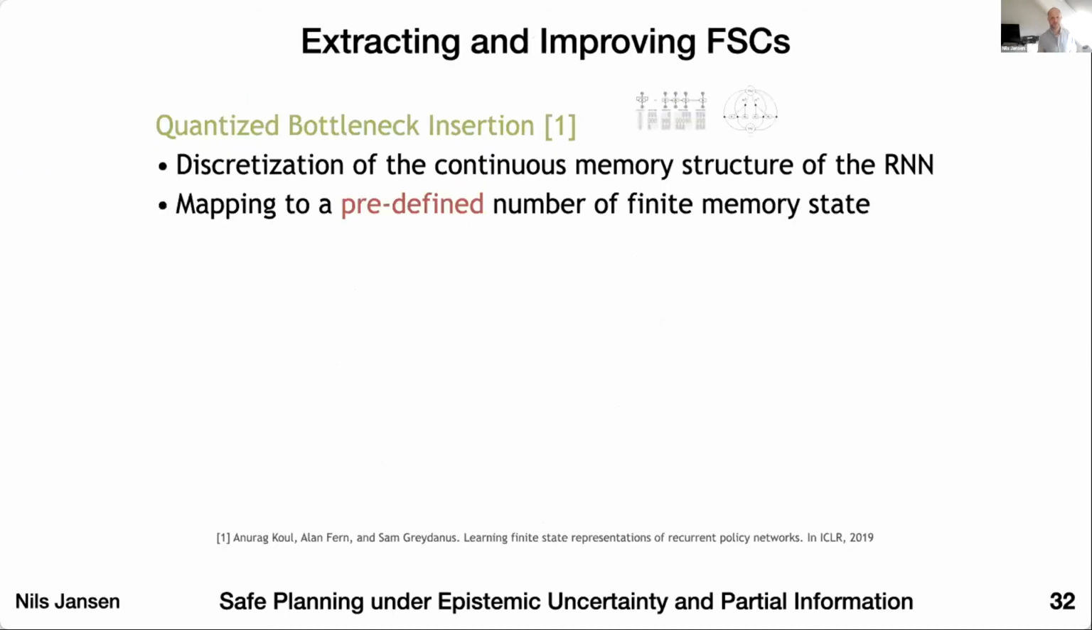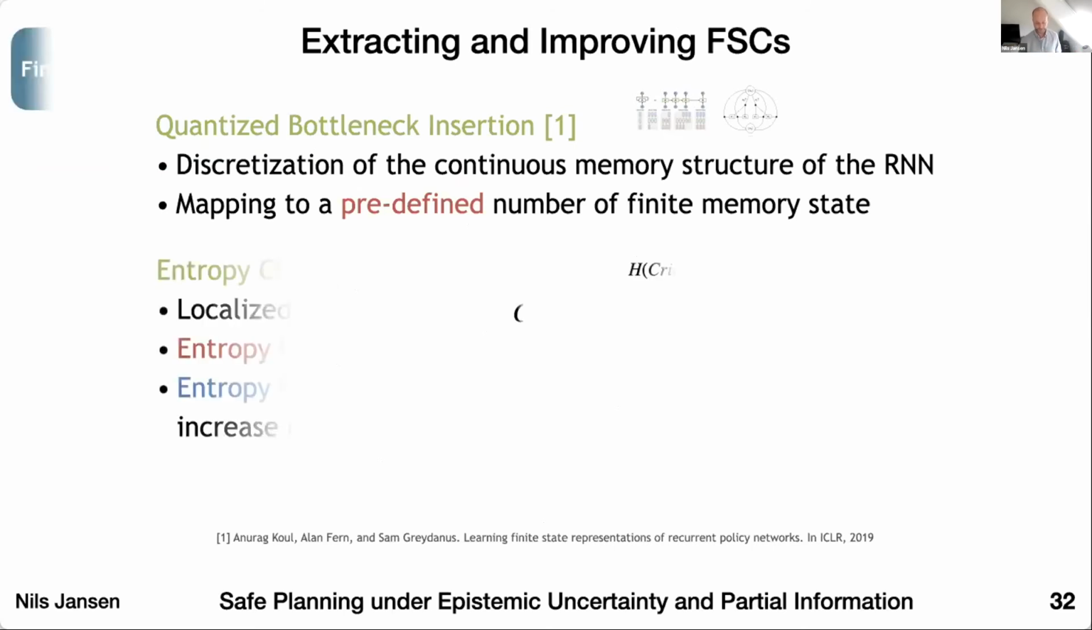How do we extract and improve these FSCs? This was not something invented by us. This is a method called quantized bottleneck insertion by Kuhl et al. at ICLR a few years ago. What this is in the end is just a discretization of the continuous memory structure of the recurrent neural network and a mapping to a predefined number of finite memory states. So we can really predefine the number. Let's use at most 6 memory states, and then we get the best we can get out of this number of memory states.